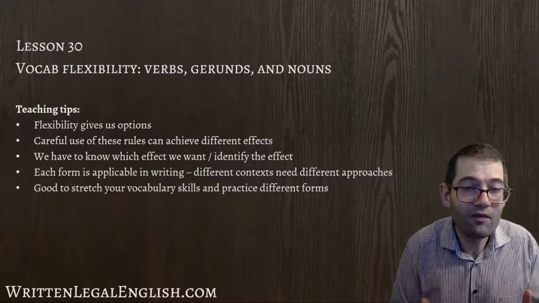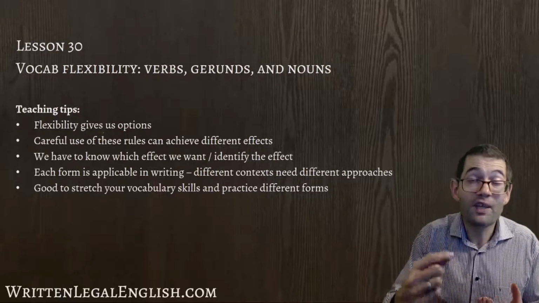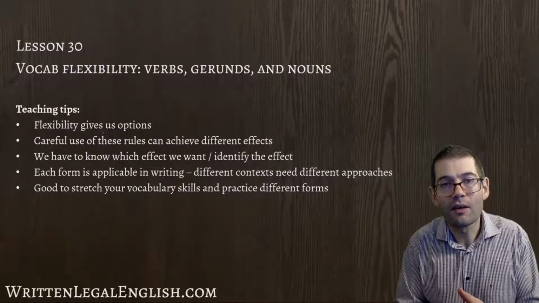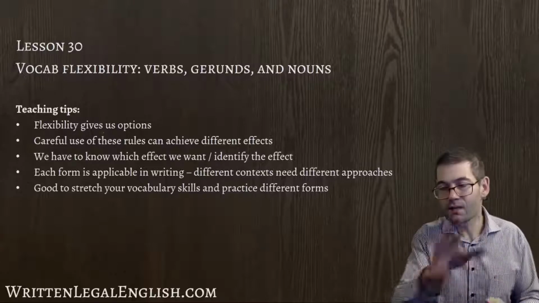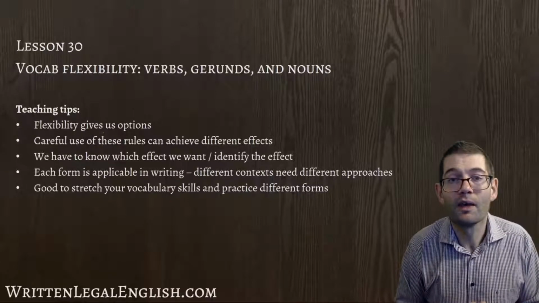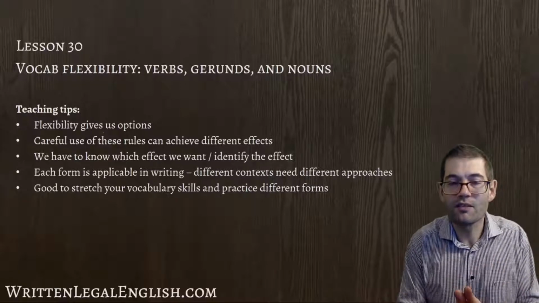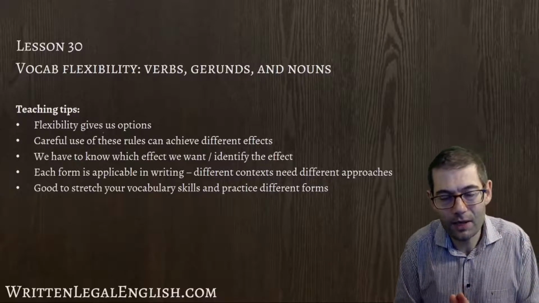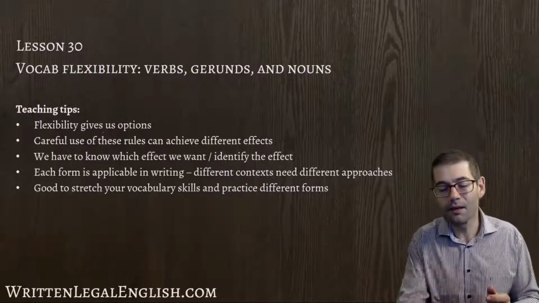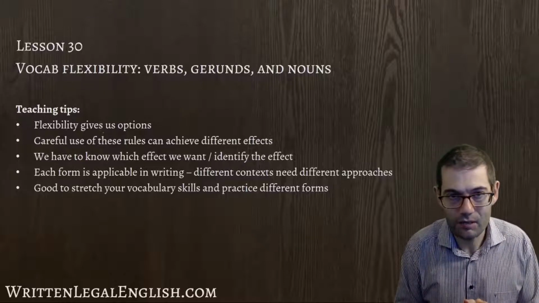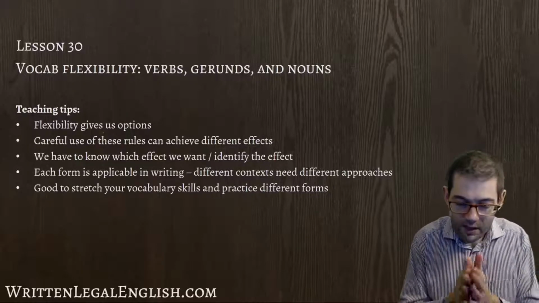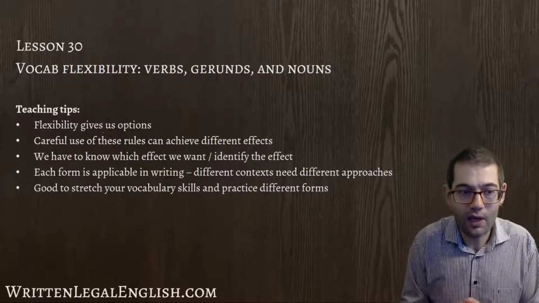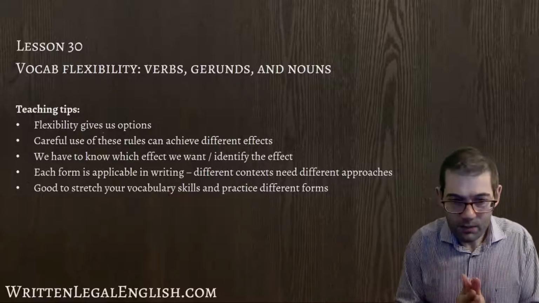We have to be able to identify the effect, and we have to be able to identify if that is the effect our writing is communicating. We can't just say, I'm going to write something down and send it to a client and be happy with that. As I said in the last video with the active and the passive, this is a lazy argument. It means that as a writer, you are not thinking about your writing in the correct way. Just thinking I'm going to write down anything and it will do is never going to be successful writing. We have to understand why we're writing, the effect we want to achieve, and is our writing going to achieve that effect. Each form is applicable in writing.